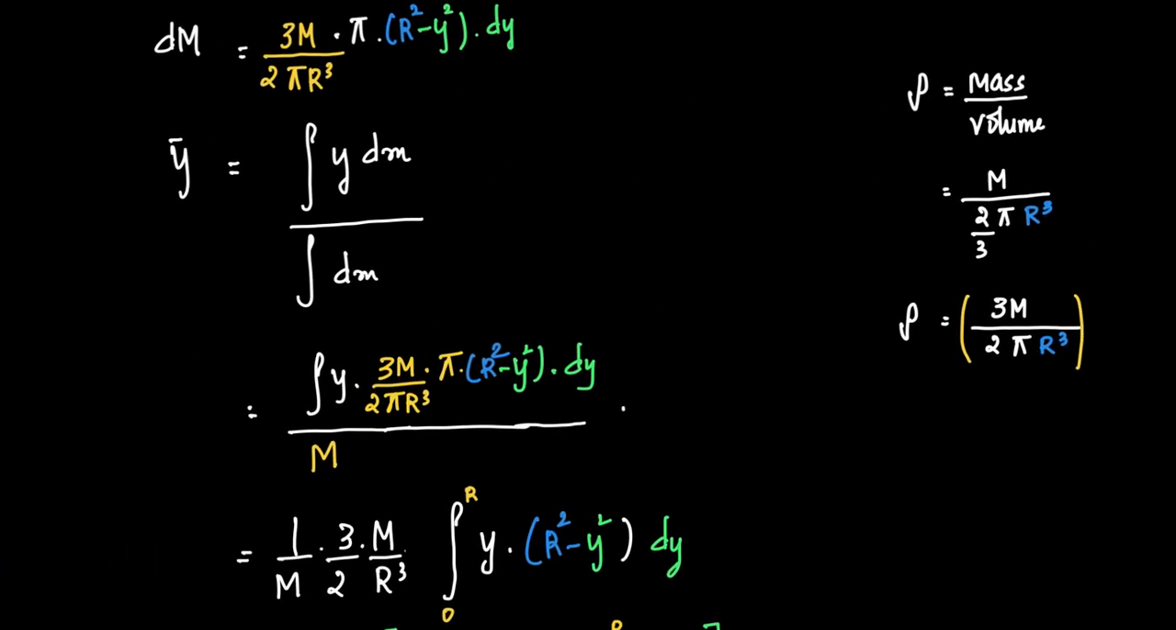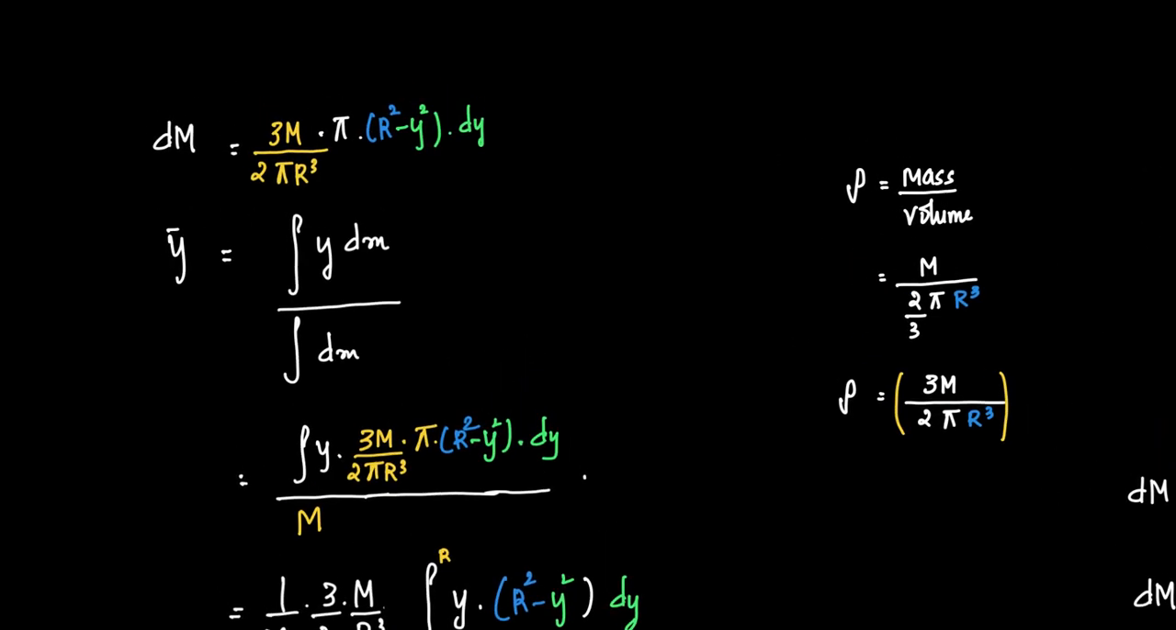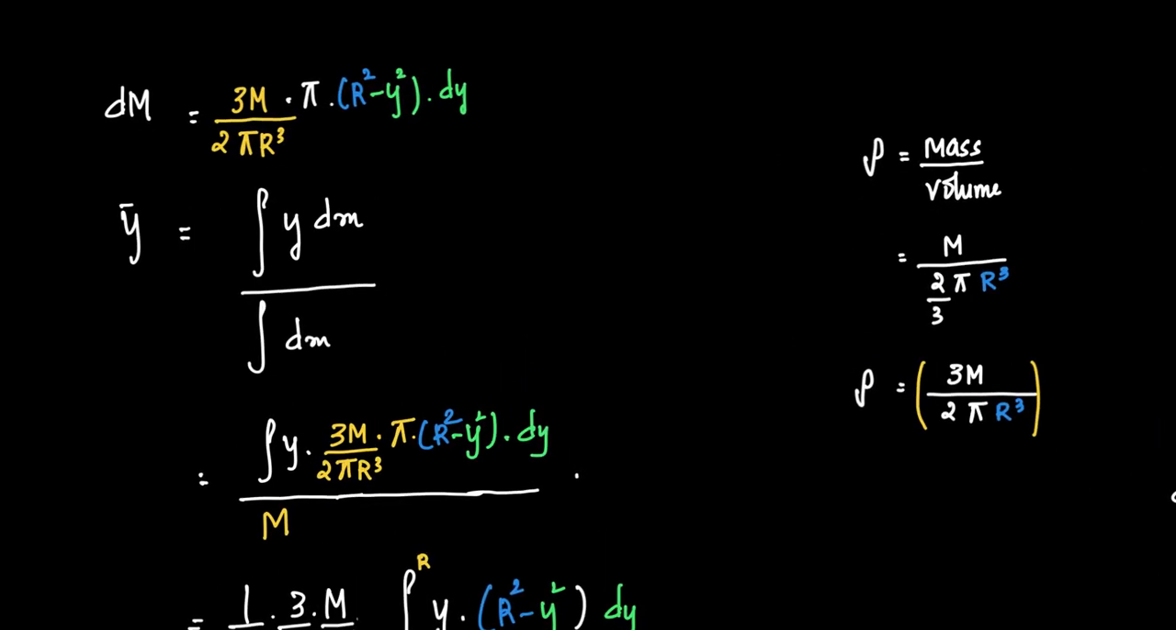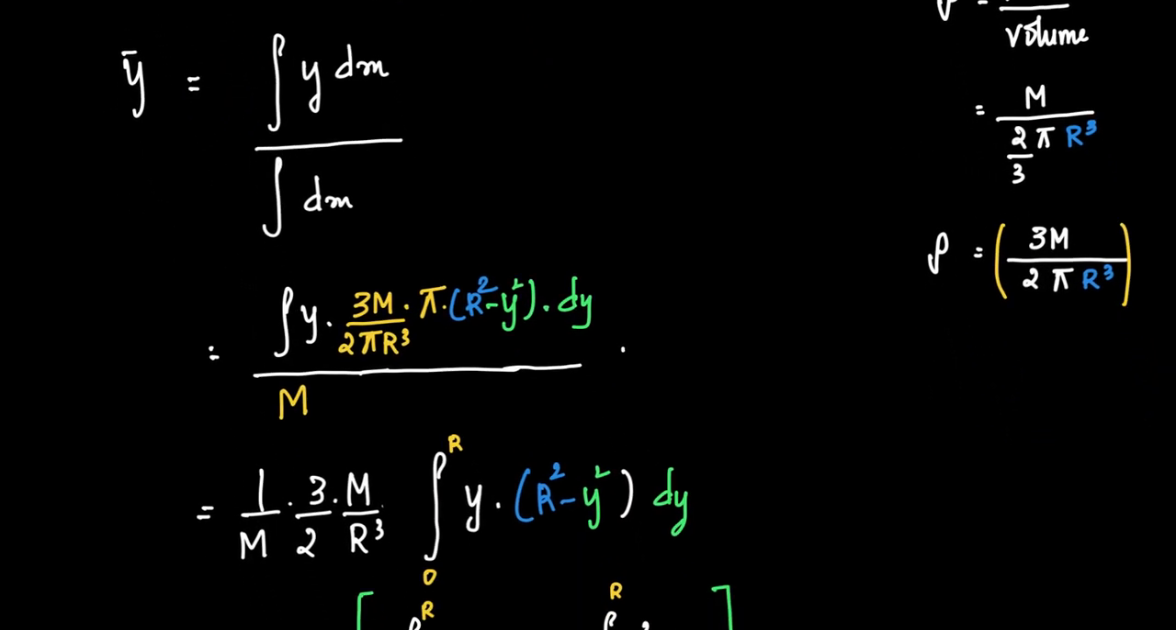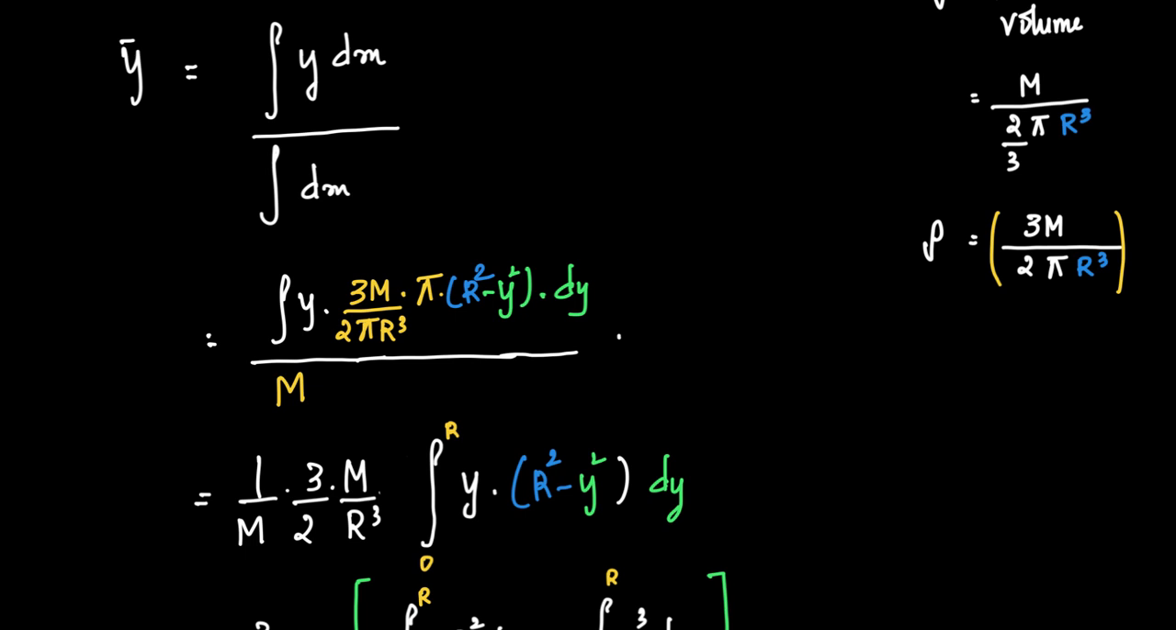Okay, if dm is the expression that I derived so far, what is y bar equal to? Y bar will be equal to integral y dm by integral dm, right? And what is integral y dm? Dm is 3m by 2 pi r cube into pi. Okay, we don't need this pi here, right? Pi by pi is 1.